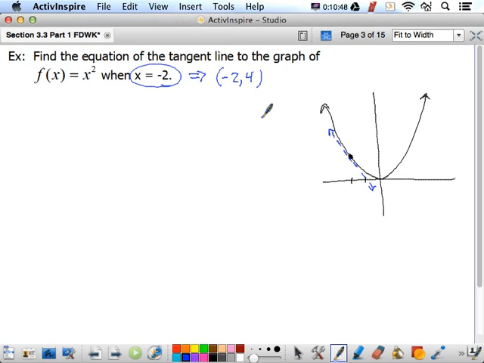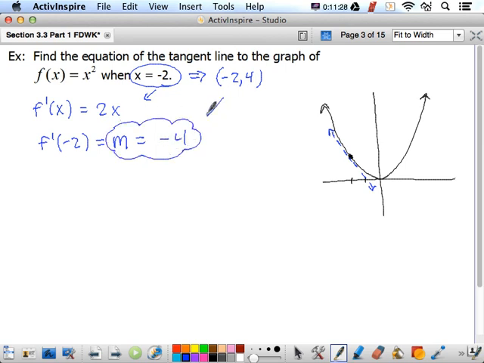Now I just need a slope, and I can find the slope by using the derivative, right? Okay, so if I find the derivative of the original function, I have f prime of x equals what? What's the derivative of x squared? 2x. To the what? The first power. So 2x. And then I can substitute in the x value of the point I was given. And I can find the slope. So the slope equals what? -4. So here's the slope I want. Here's the point I want.